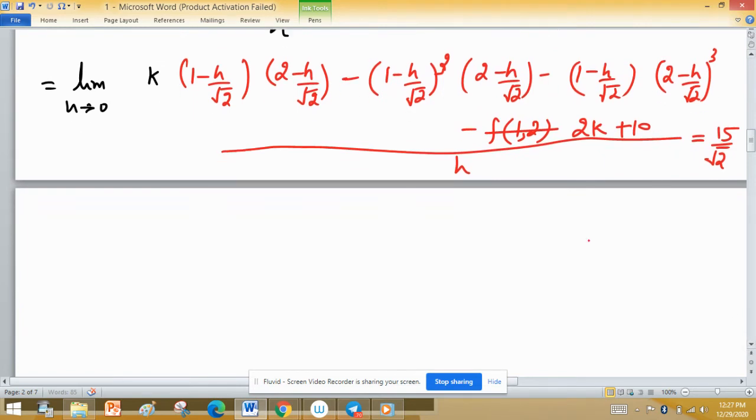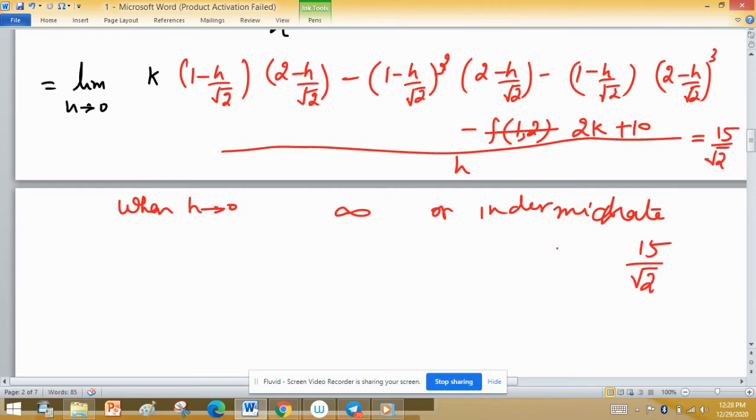Now solve this expression. When h tends to 0, this limit will go to infinity or an indeterminate form, but it is given to us as a finite value. It is equal to 15 upon root 2. So apply L'Hopital's rule here. According to L'Hopital's rule, this is a constant. Because k is constant, its derivative will be 0.